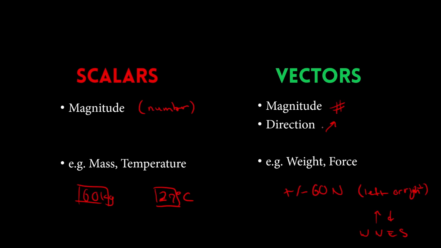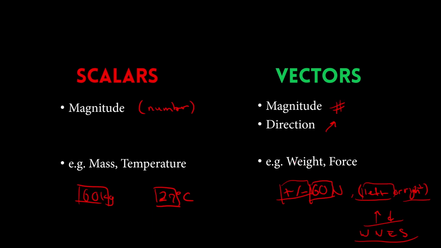So that's basically what it is. The number is a magnitude, and there's going to be whatever other thing that denotes direction, whether that's the plus and minus, or an explicit statement saying it's going to the left or right or up or down or any direction.